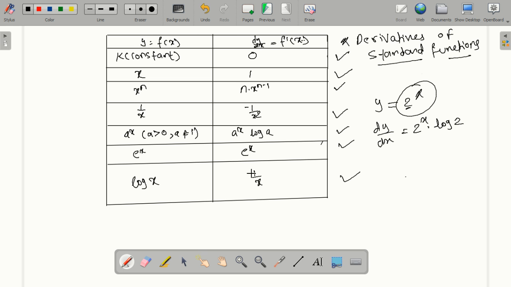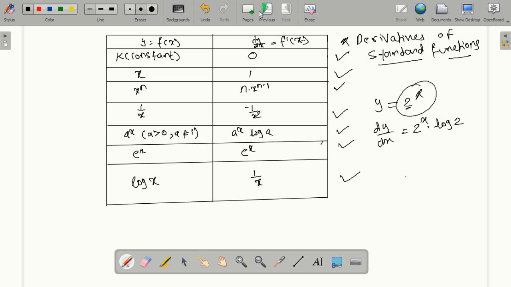You need to remember these derivatives of standard functions, because this is very, very important, right? So you have this table and you can write it in your notebook, and you can also find it in your textbook on the first page of differentiation, right? You just need to go through this table, because when you solve problems related to differentiation, you need to know this, because this forms the base of everything.